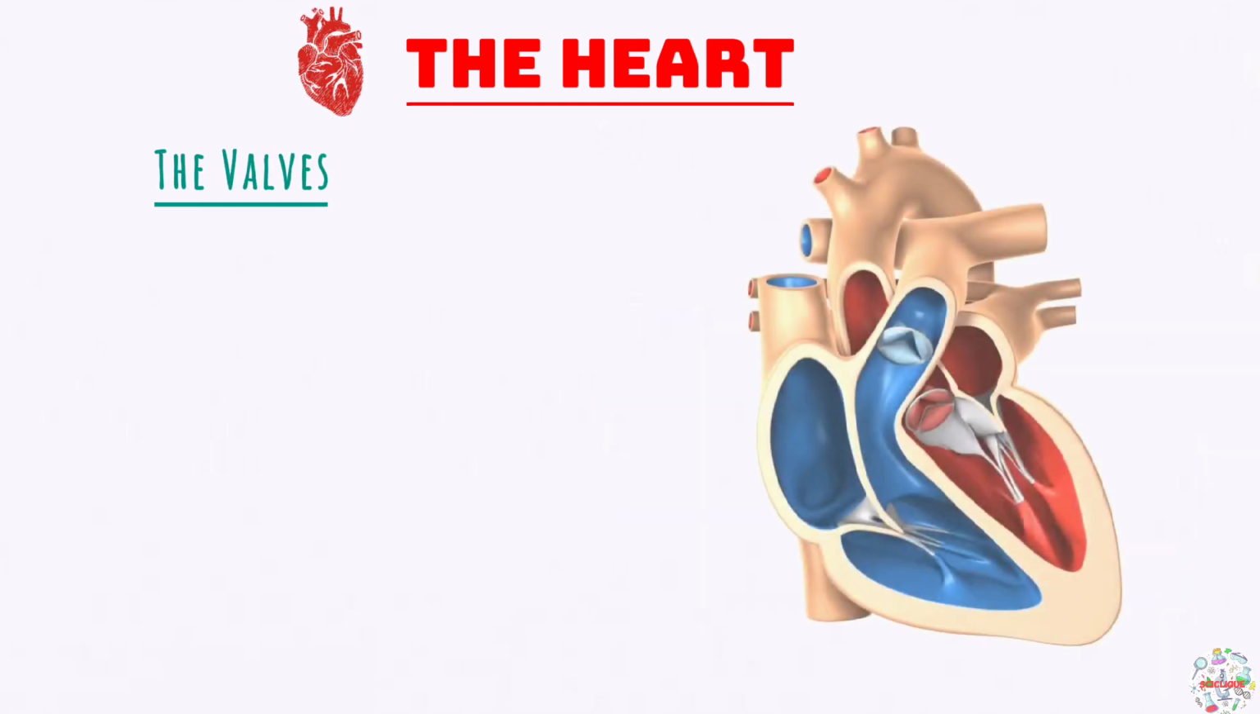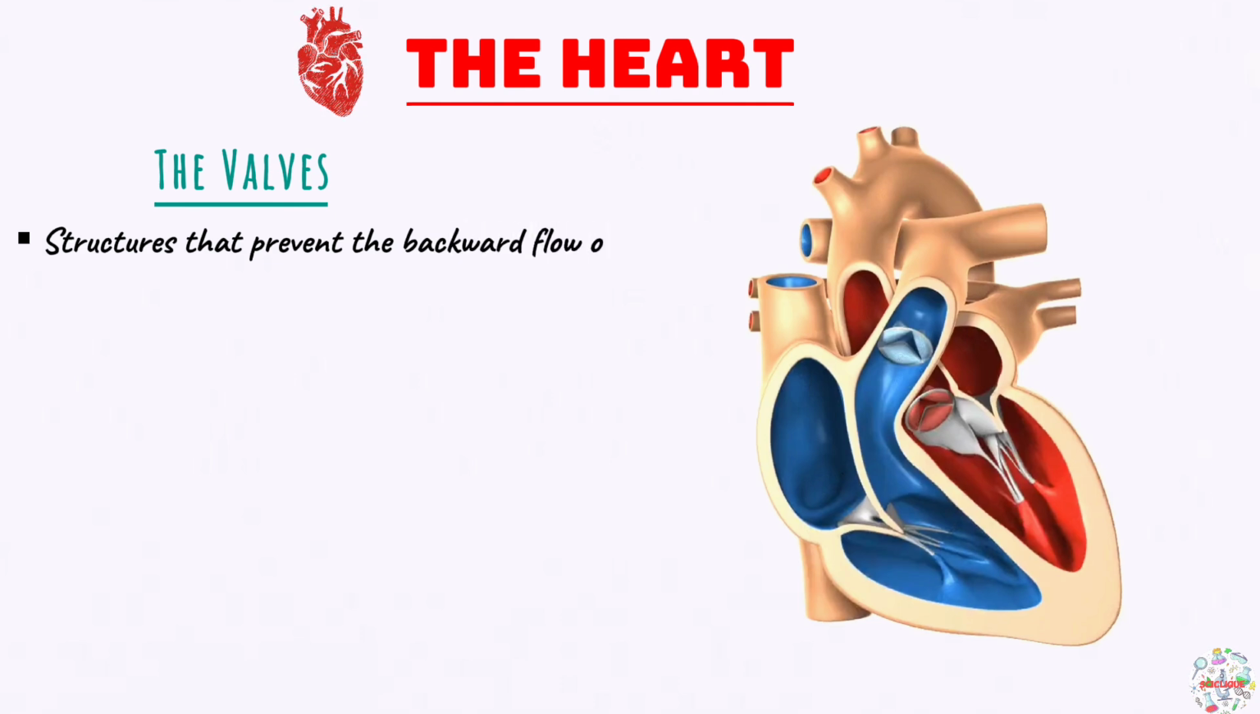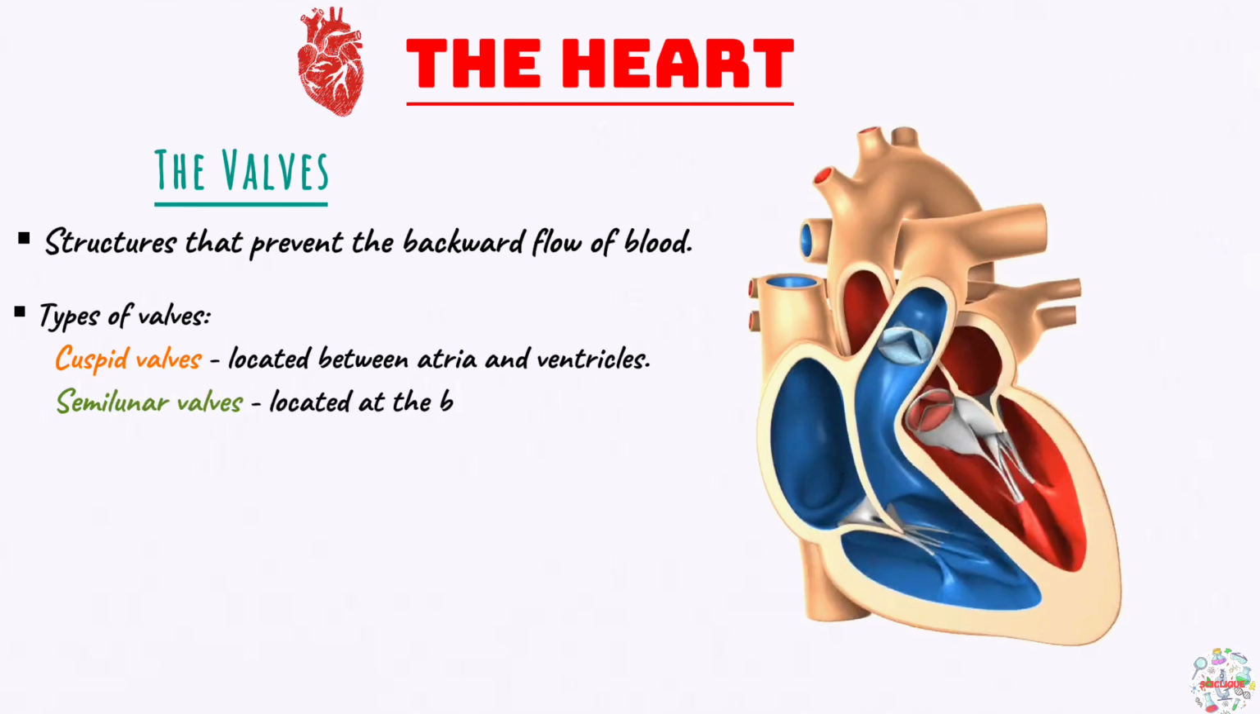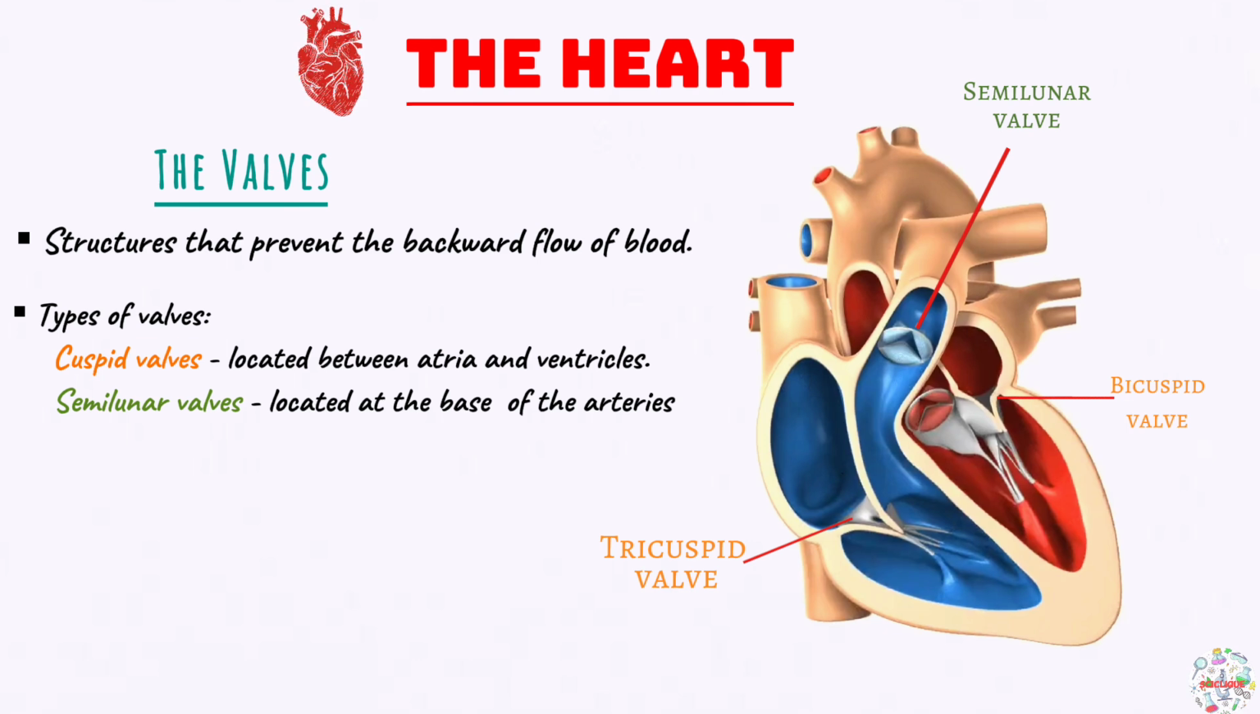Moving on to the next structure, and that is the valves. When we talk about valves, valves are muscular structures that are found within the heart. They ensure that blood flows in one direction only. So essentially, they prevent the backflow of blood. Now, we have 2 sets of valves. We have the atrioventricular valves, also referred to as cuspid valves. We also have the semilunar valves. Now, these 2 valves are found in different locations. Let's start with the cuspid valves.